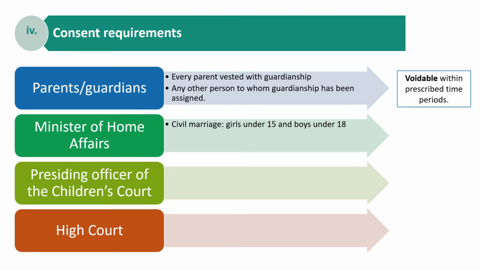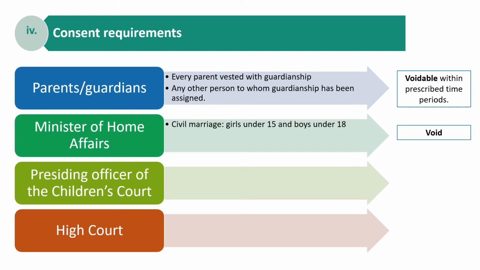It's important to note here that while the absence of parental consent would render the marriage voidable, the absence of ministerial consent will render the marriage void. The practical implication of this is, should, for instance, a girl of 13 years conclude a marriage without the consent of the minister, the marriage will be void even if she obtained the consent of her parents.